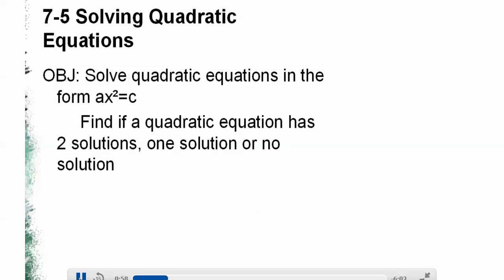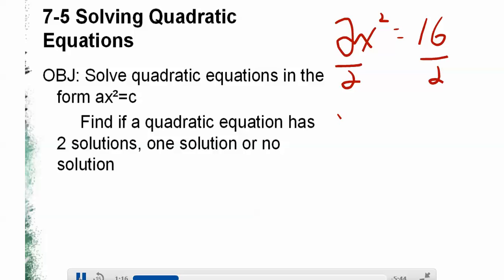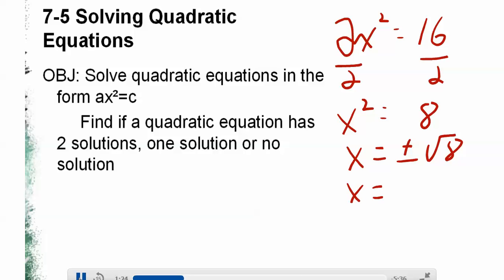So what we're going to talk about is real simple things like solving quadratic equations in the form ax squared plus c. Something real simple. If you had something like 2x squared equals 16, how would you solve that? First thing I would do is divide both sides by 2, and then I get x squared equals 8, and so x is equal to plus and minus the square root of 8, or x equals plus or minus 2 radical 2. That's a more advanced example, but still nonetheless.